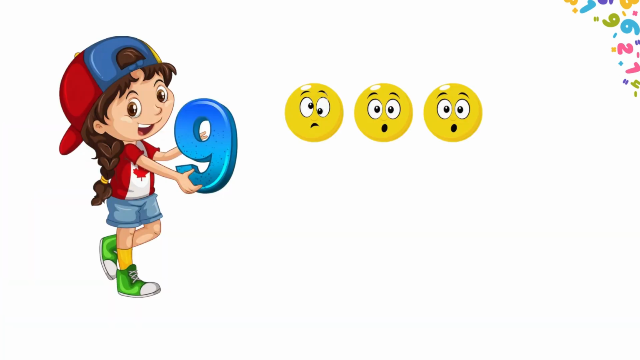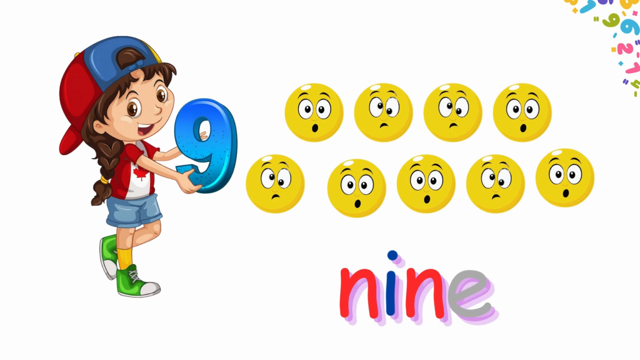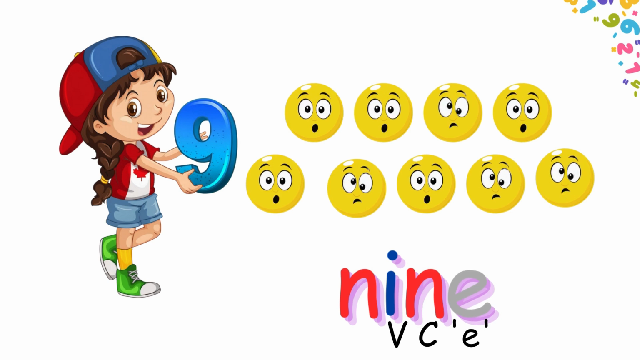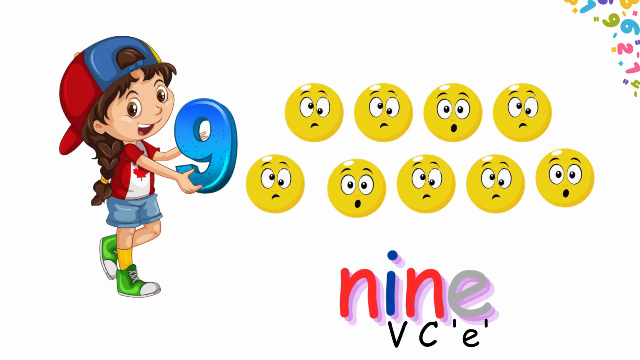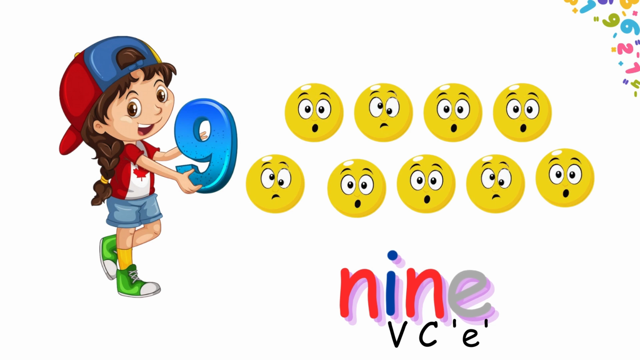Number 9. 1, 2, 3, 4, 5, 6, 7, 8, 9. Let's read the word. This is also a magic E word. Remember the vowel consonant E rule? We already did this with number 5. This word ends with a vowel, consonant and E. E gives all its power to the vowel I, making it a long sound. So, I, 9. You need to add the letter E when you're writing, but don't say the sound when you read this word. Got it?